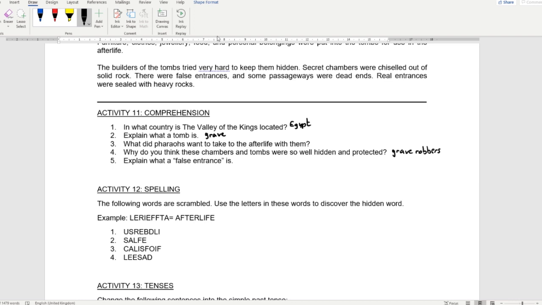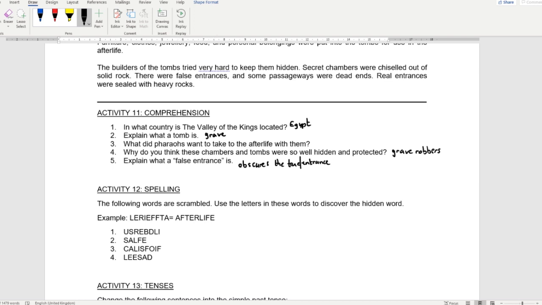And 5, explain what a false entrance is. It obscures the true entrance. So just write down obscure. It's a nice word. So obscures the true entrance. Just, yeah, there's a gap between those two. I'm sure you know.